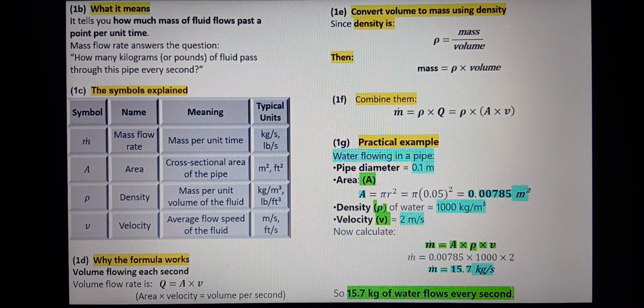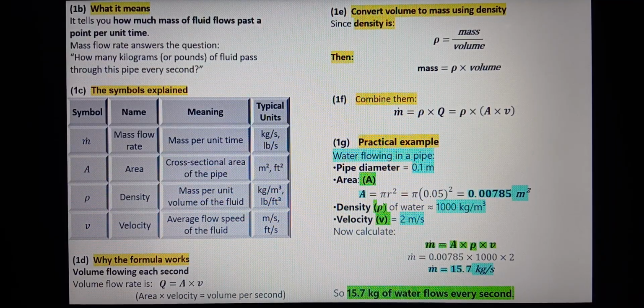Why the formula works. Volume flowing each second, volume flow rate, is Q equals A times V, area times velocity, which is equal to volume per second. Convert volume to mass using density. Since density is rho equals mass divided by volume, then mass is equal to rho times volume. If you combine them, then the mass flow rate, rho times Q, equals rho times area times velocity.